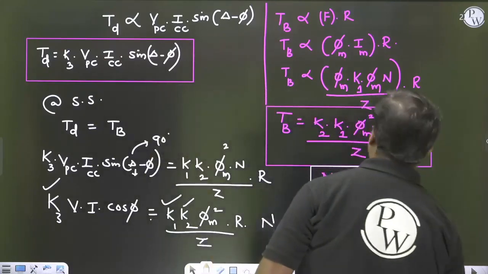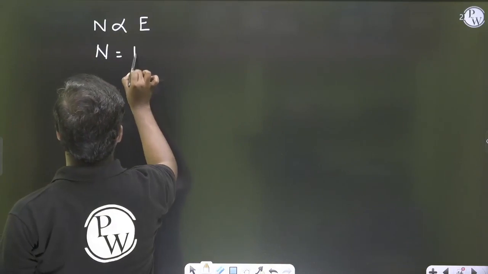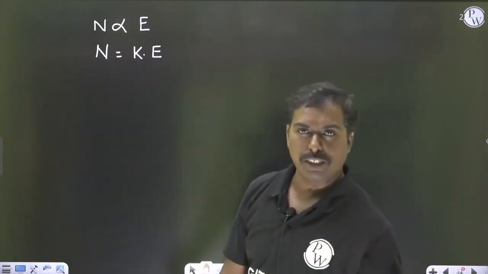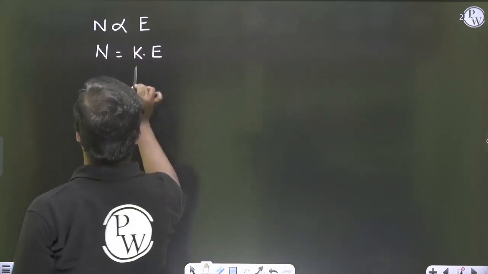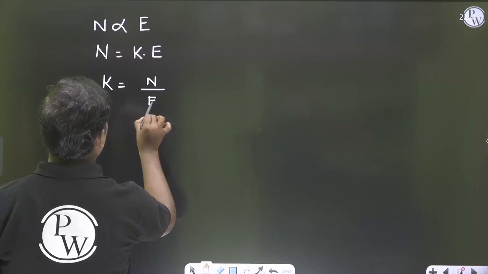So how to answer this question now? N is proportional to E. So if I remove this proportionality, I am going to get K into E. N is equal to K into E, some constant. So what is this K? K is called energy meter constant. So K is equal to N by E.